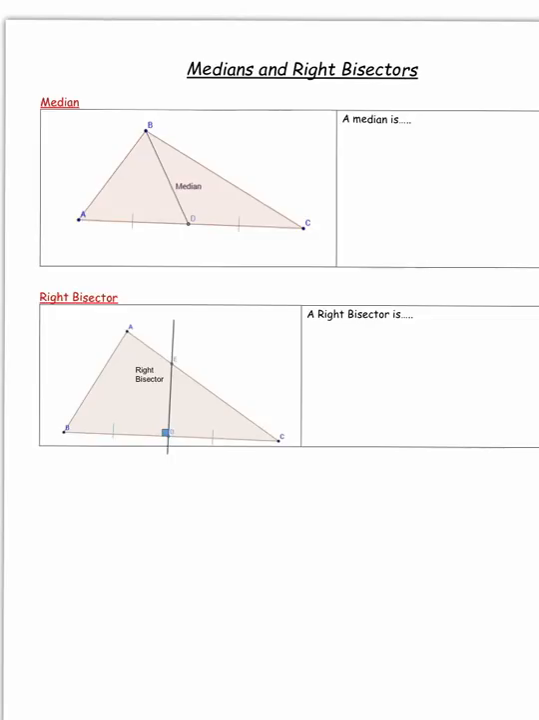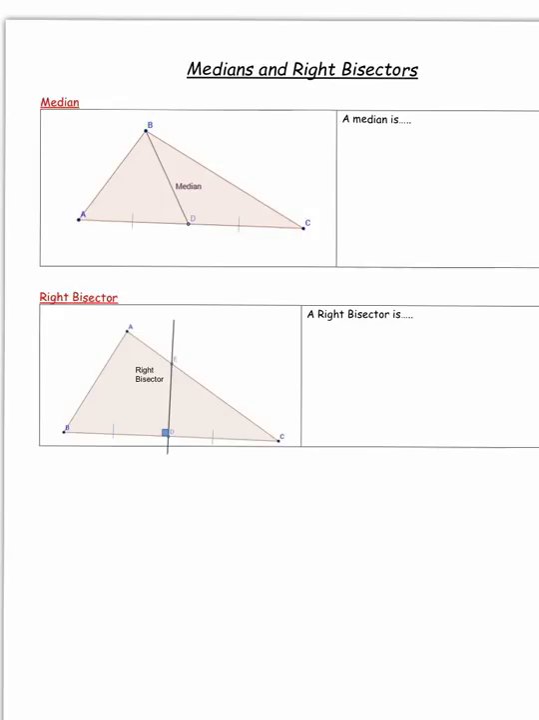So this is going to use some of your grade 9 knowledge of finding equations of lines. So the first one we're going to look at is median. So the definition of a median is that a median is a line segment that joins the midpoint of one side to the opposite vertex in a triangle.